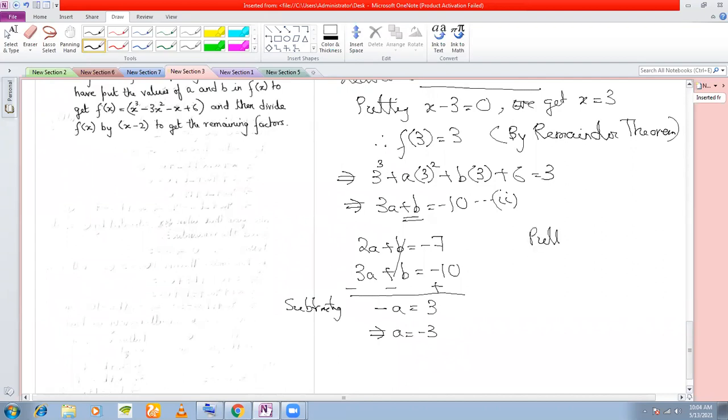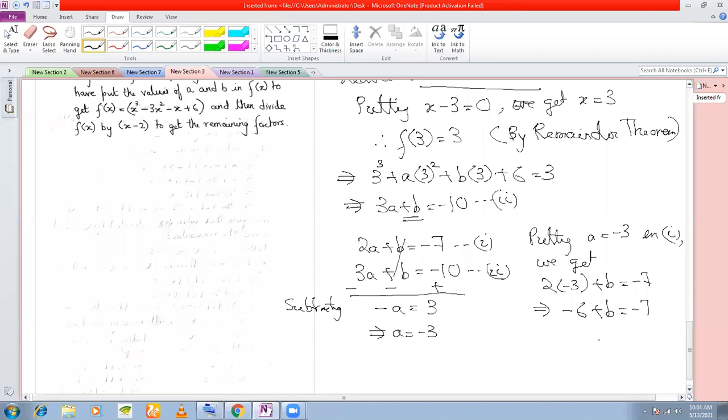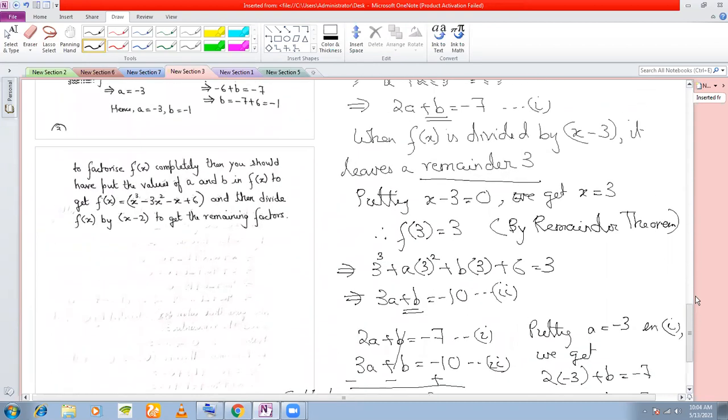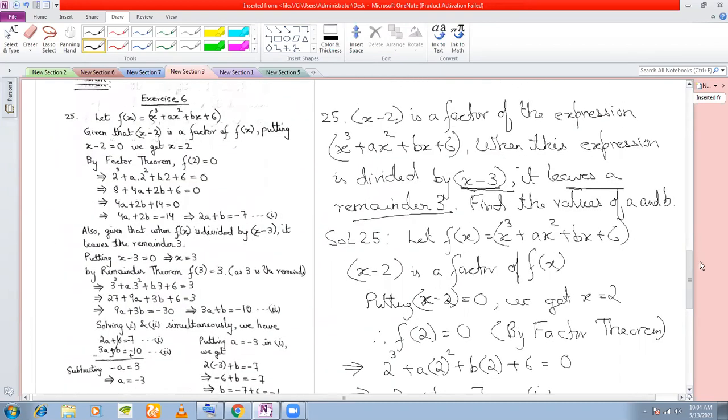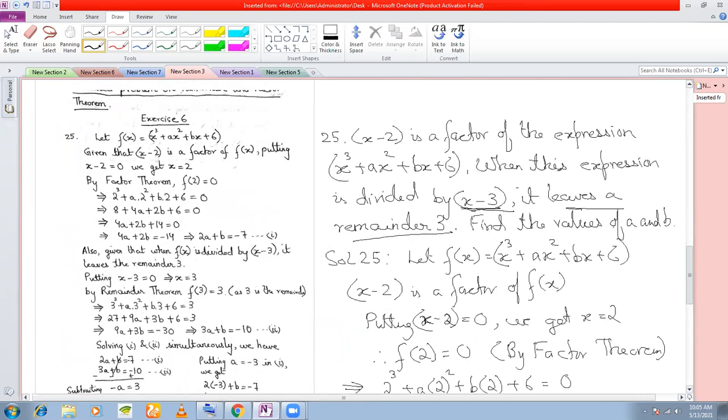Putting a is equal to -3 in equation number 1, we get twice a plus b is equal to -7. -6 plus b is equal to -7. That means b is 6 minus 7, which is -1. You've got the values of a and b, and that was the question here: find the values of a and b.